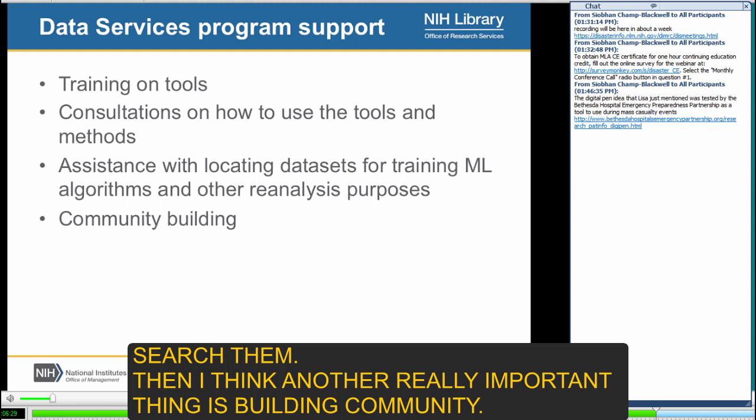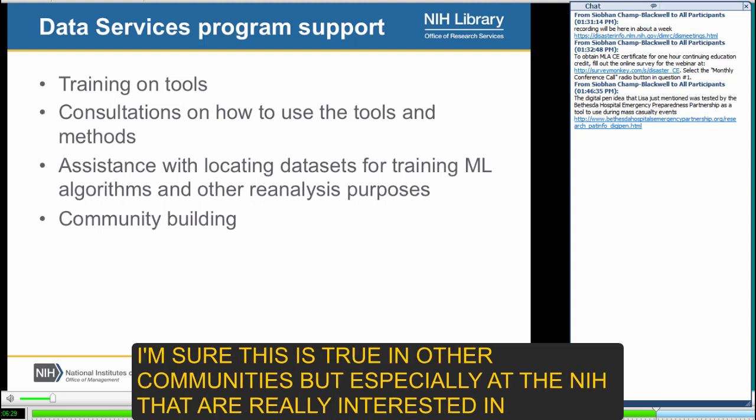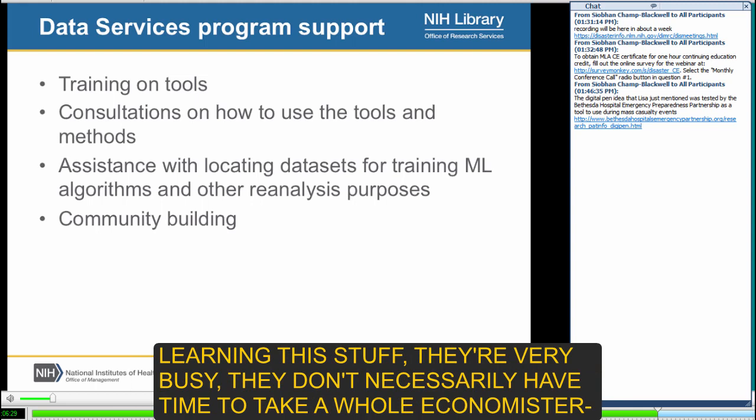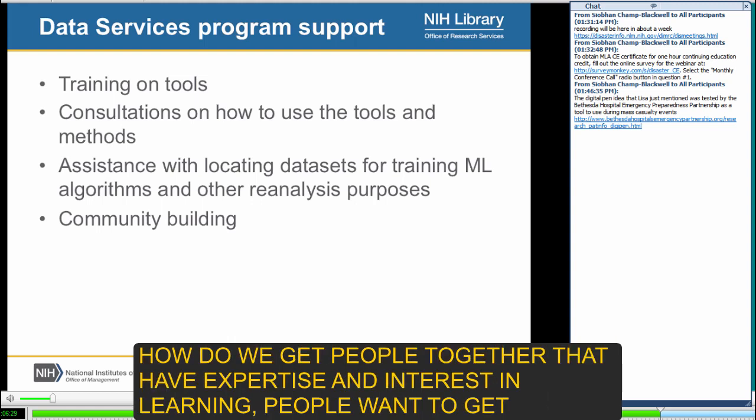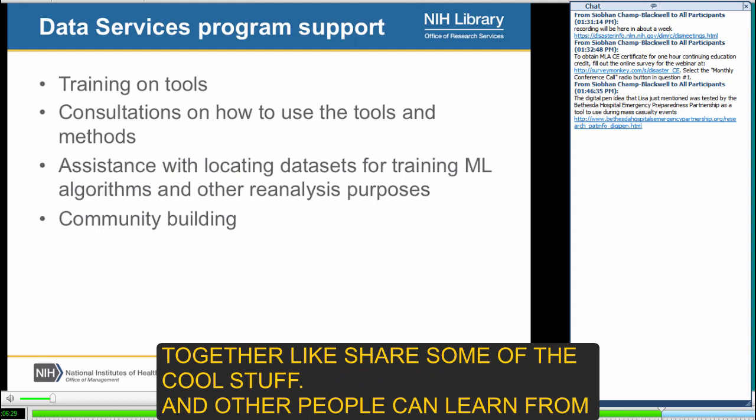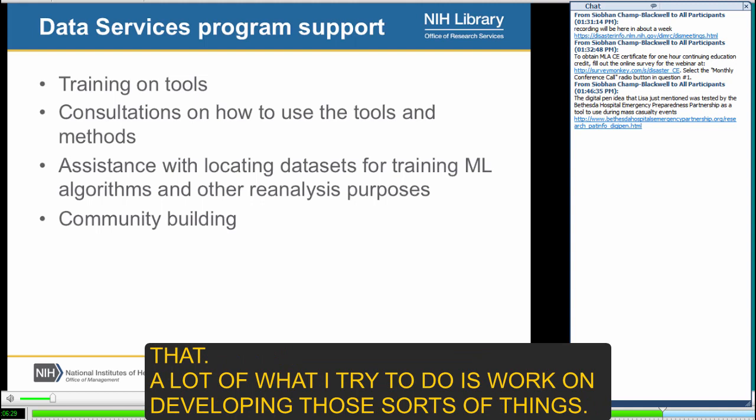And then I think another really important thing is building community. There are a lot of people, I'm sure this is true in other communities, but especially at the NIH, that are really interested in learning this stuff, but they're very busy. They don't necessarily have time to take a whole semester-long class. But there's a lot of people that are willing to teach them stuff. So how do we get those people together that have the expertise and the interest in learning, people who want to get together and share some of the cool stuff that they've worked on, and other people can learn from that. So a lot of what I try to do is work on developing those sorts of things.